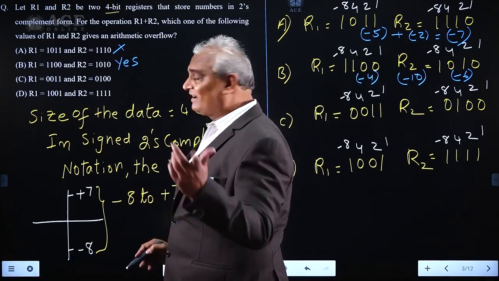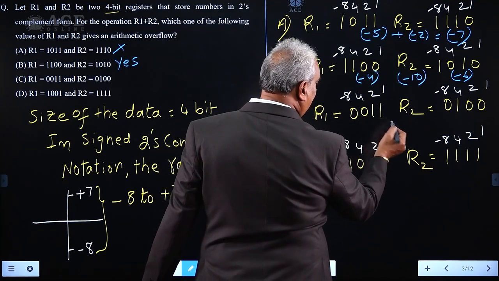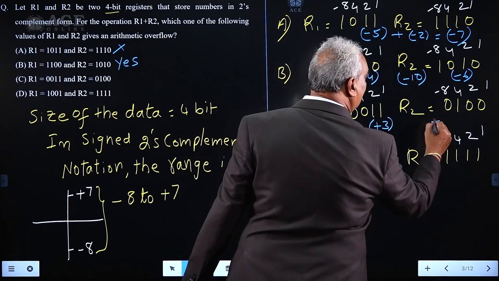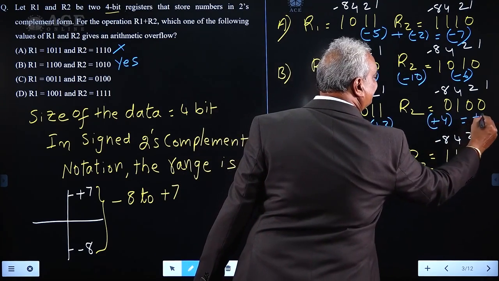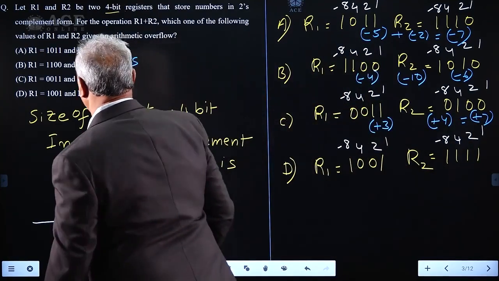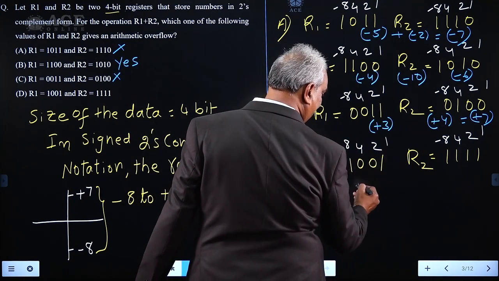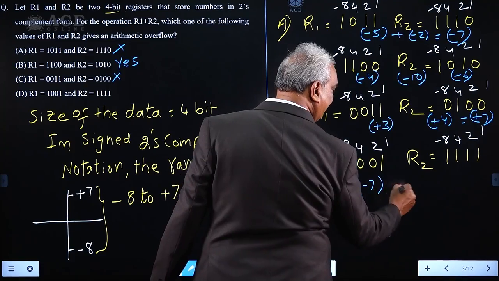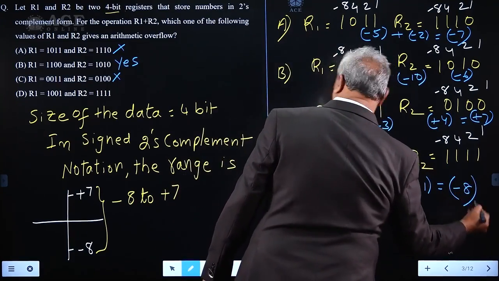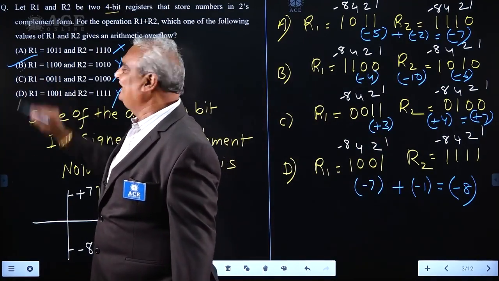Check why C and D are wrong. In C, R1 content is plus 3 and R2 content is plus 4. Result is plus 7, so it is in this range, so it is false. What about option D? R1 content is minus 7 plus R2 content minus 1, nothing but minus 8. So it is also in this range, so it is also false. So the correct option is B.